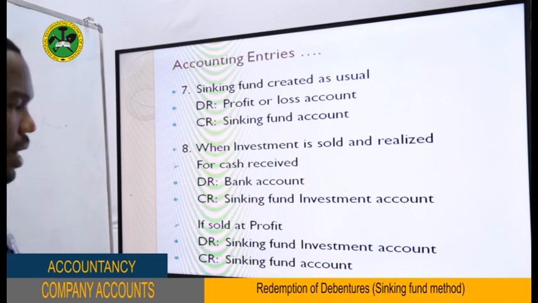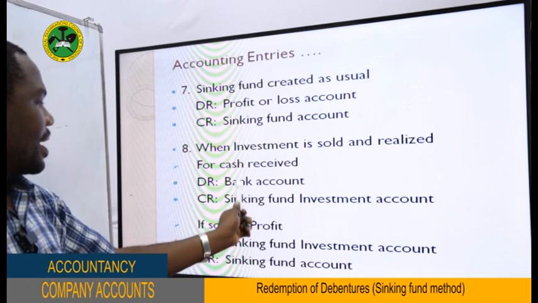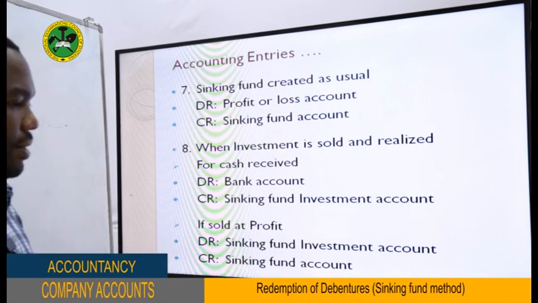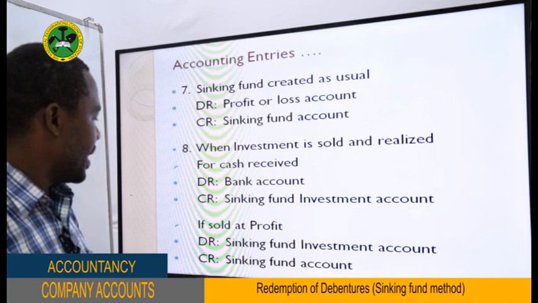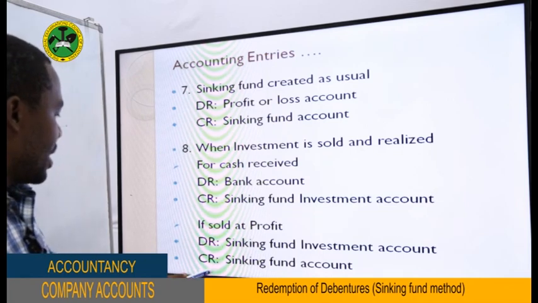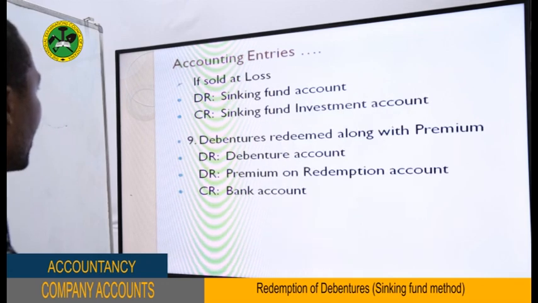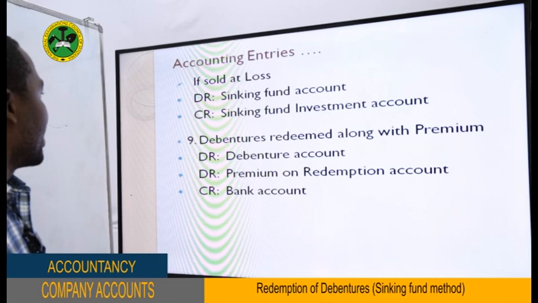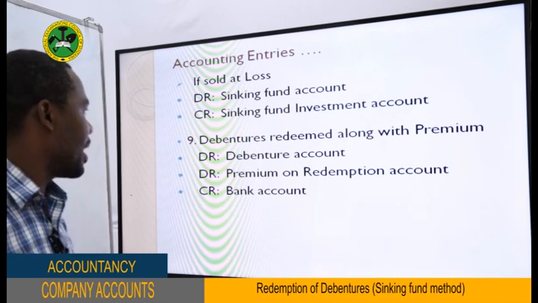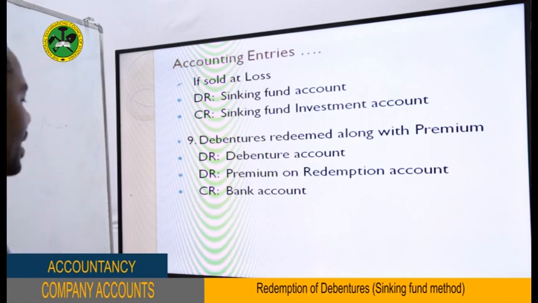So it depends now. If we realize the cash, have we sold for profit or for loss? If it is sold at profit, then we debit sinking fund investment account and we credit sinking fund account. What if it is sold at loss? Then definitely we are going to debit sinking fund account and credit sinking fund investment account to recognize the loss.